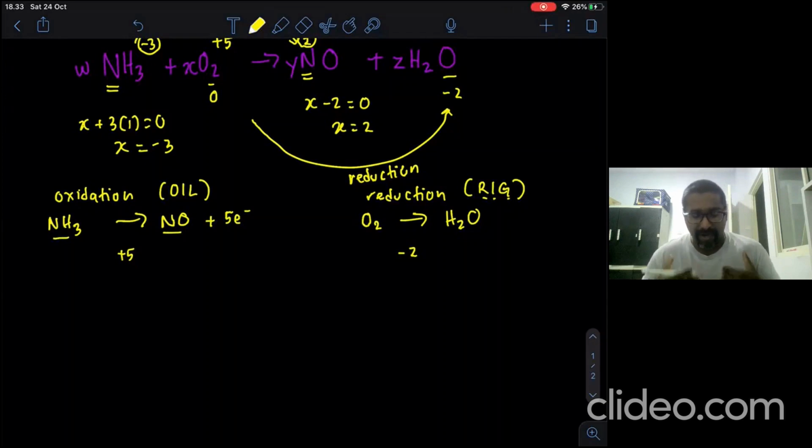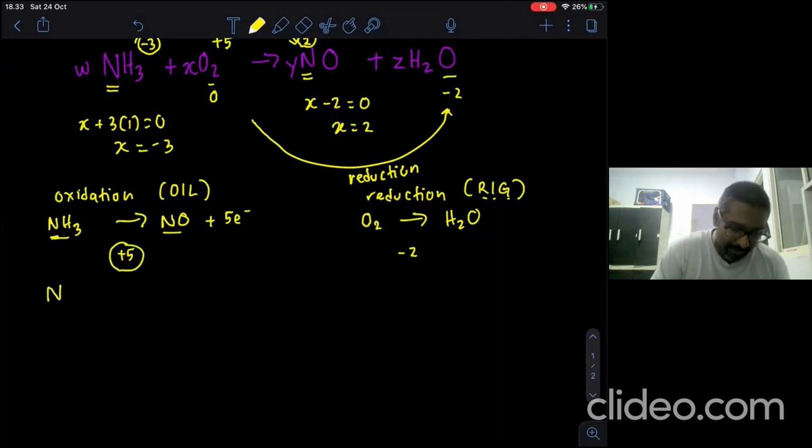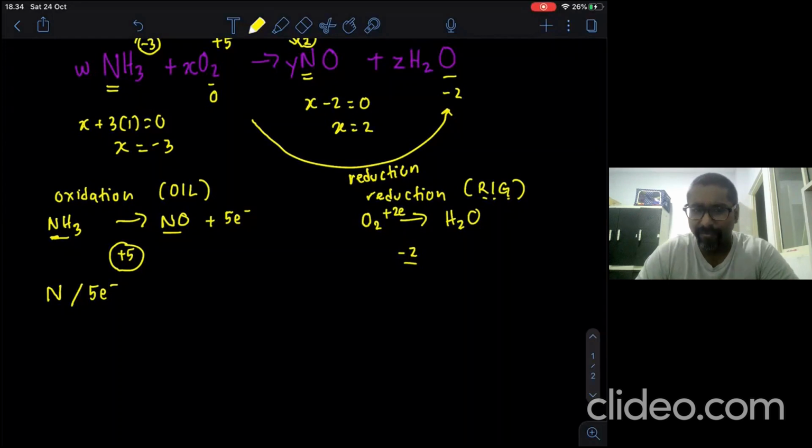So what I can see here, because of this number, is that for every nitrogen atom, 5 electrons have been lost. And then if I look at the second part here, I notice there is -2. That is reduction, which is gain of electrons. It means there are 2 electrons being gained by one atom of oxygen.